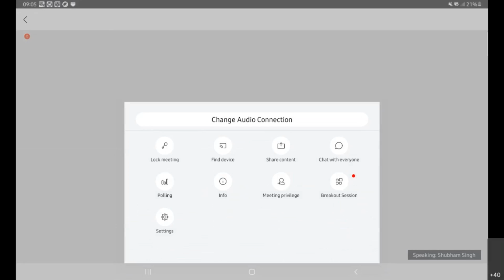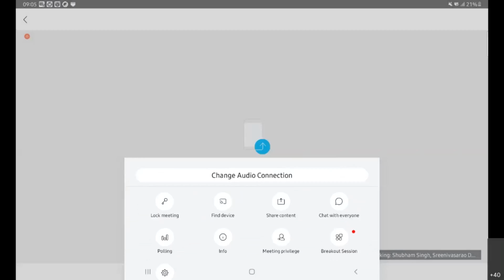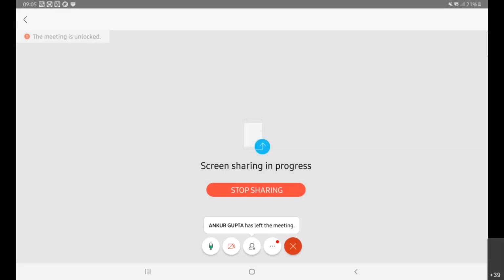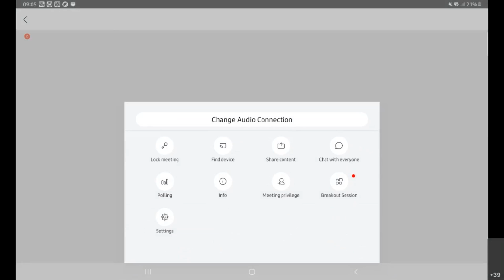Hello, sir. Sir, I am facing a problem in the push-pull converter design. Just a minute. Let me stop the recording. So where is that option?